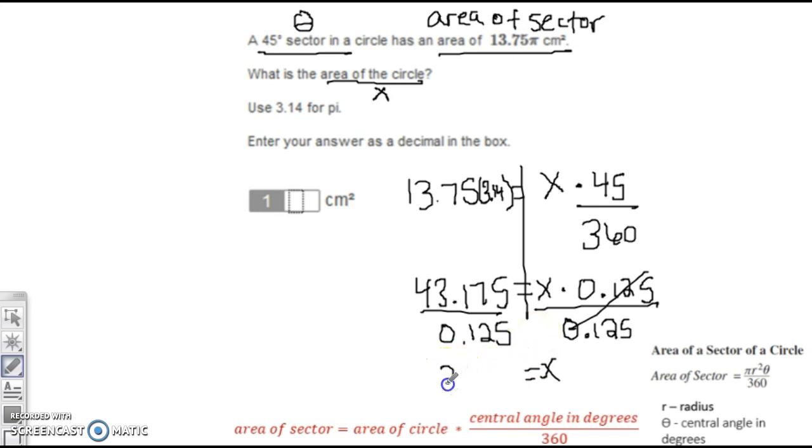And I ended up with 345.4. And that should be my area of the circle, because I let area of the circle be x. So my area should be 345.4 centimeters squared.